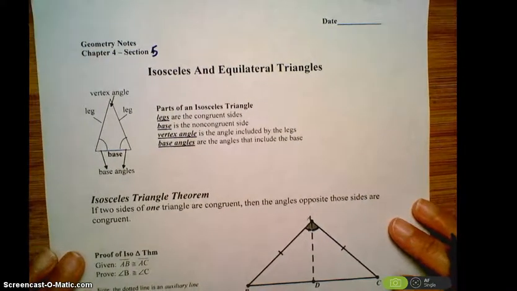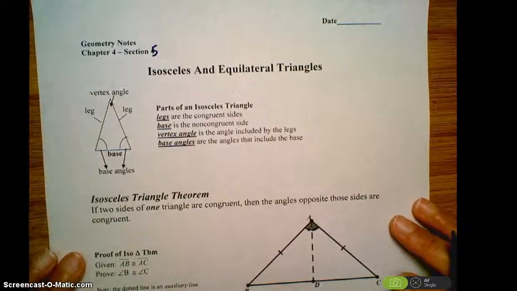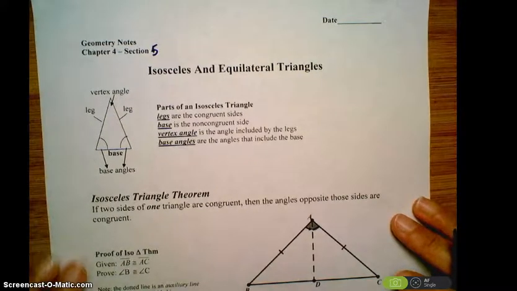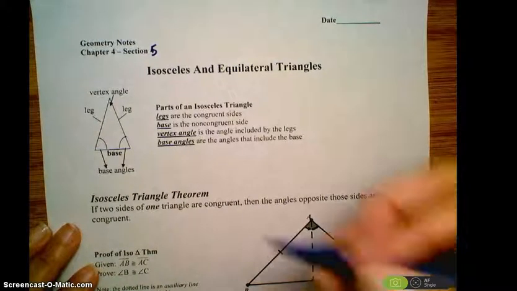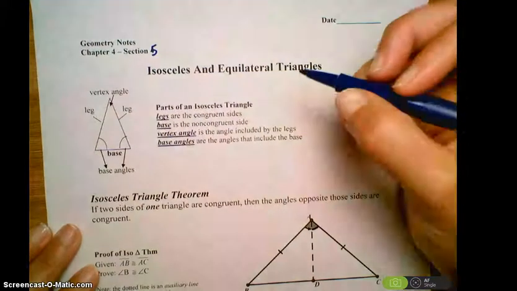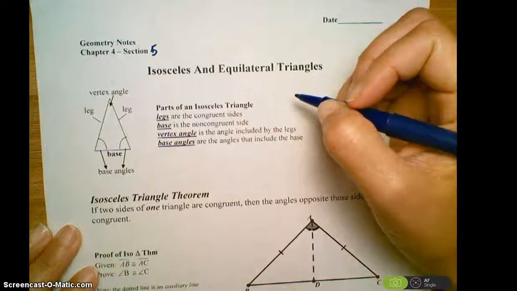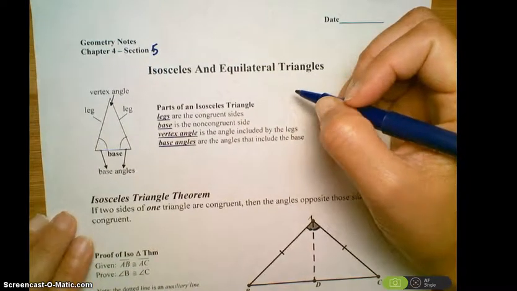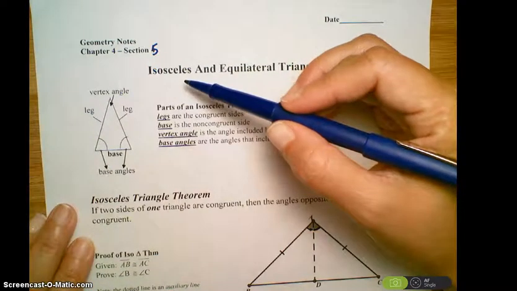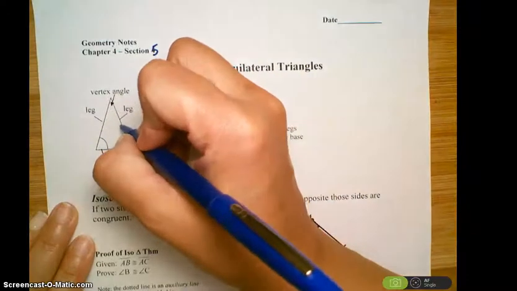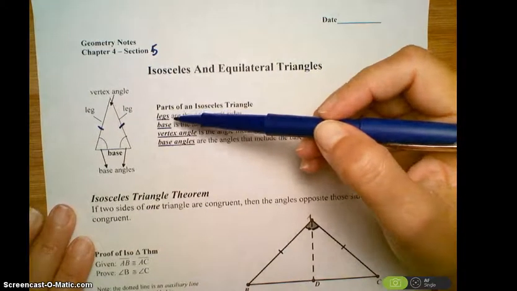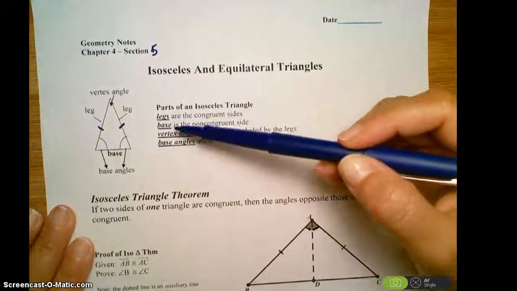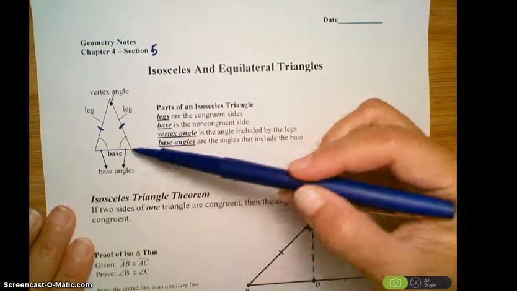The subjects being covered in this section are isosceles and equilateral triangles. The first thing you have to learn is the names for the parts of an isosceles triangle. An isosceles triangle has two congruent sides, which we already know. The two congruent sides we call the legs of the triangle. The base of the triangle is the non-congruent side.